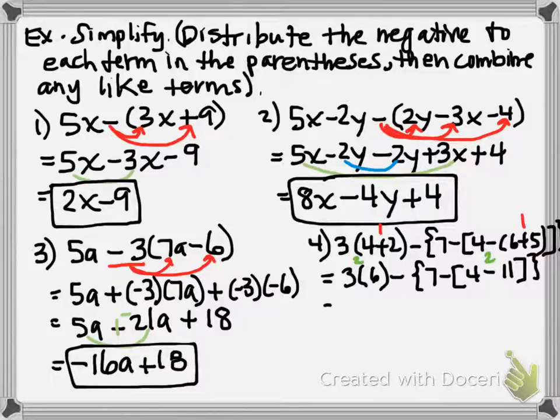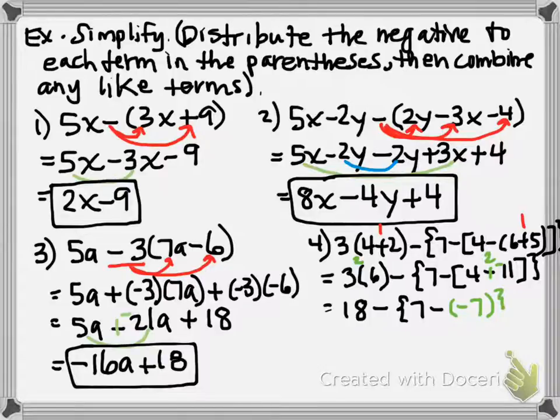symbol. So I get 3 times 6 is 18, and then minus, and then I have braces 7 minus, and then I have 4 take away 11. And remember what that really is: 4 plus negative 11. There's my 2 strokes. Signs are different. Bigger number is negative, so I'll get a negative answer, and 11 take away 4 is 7.